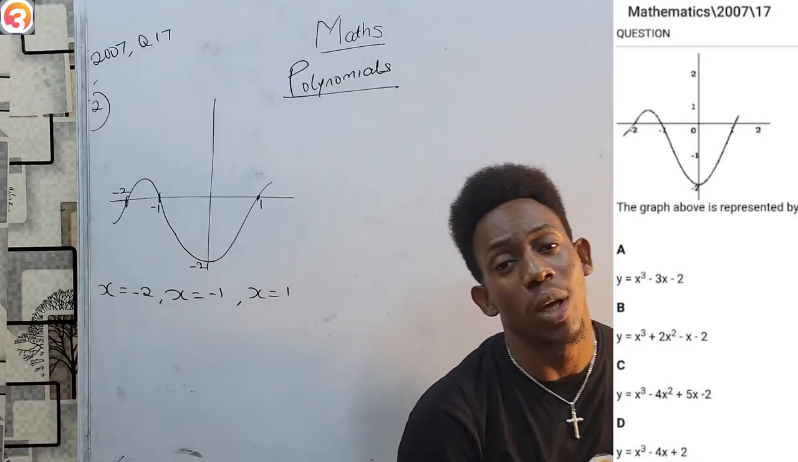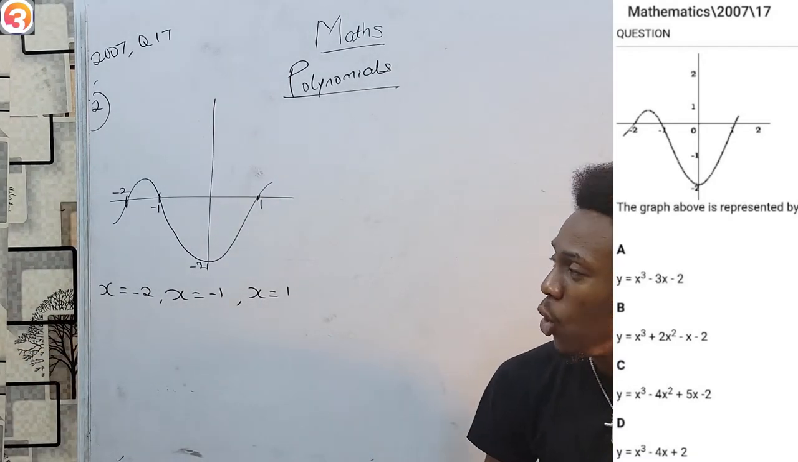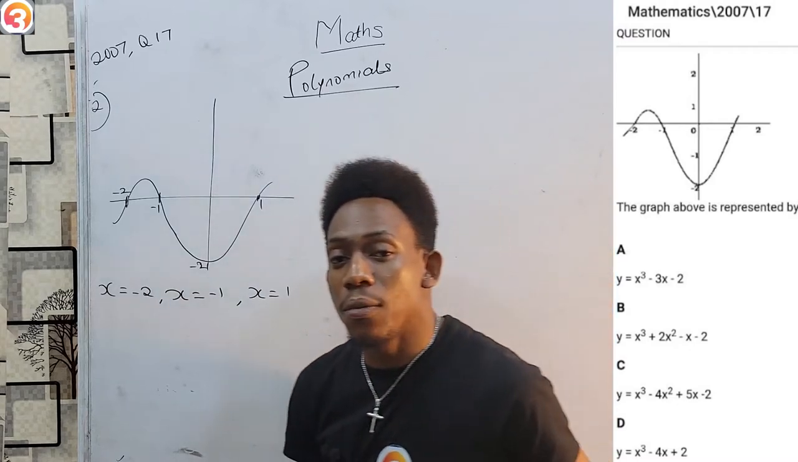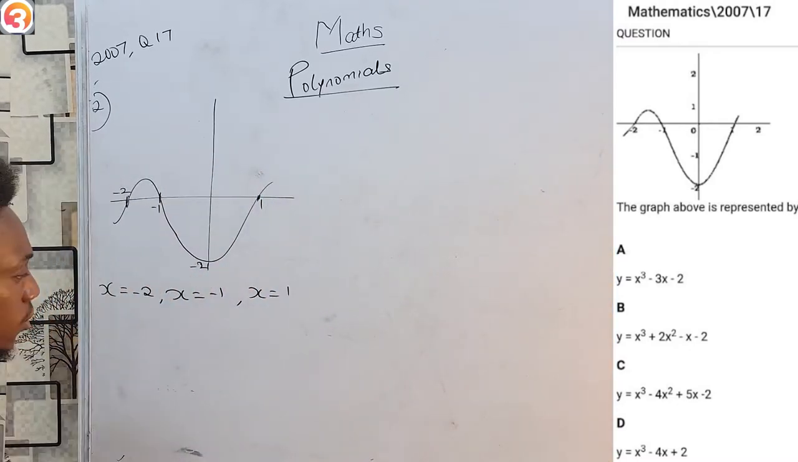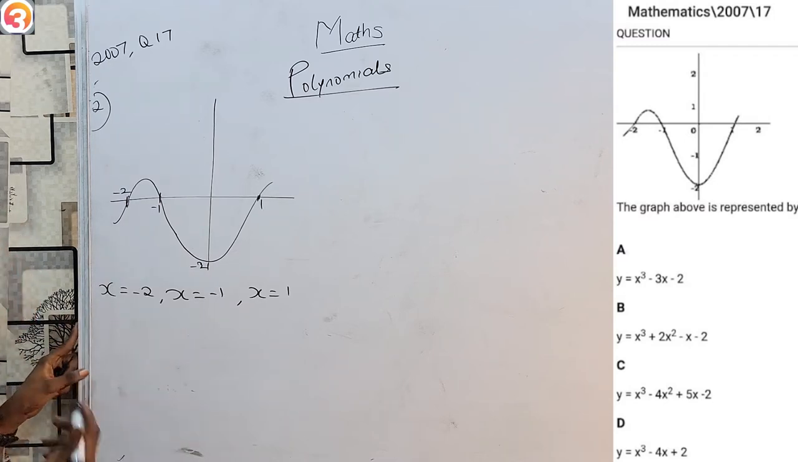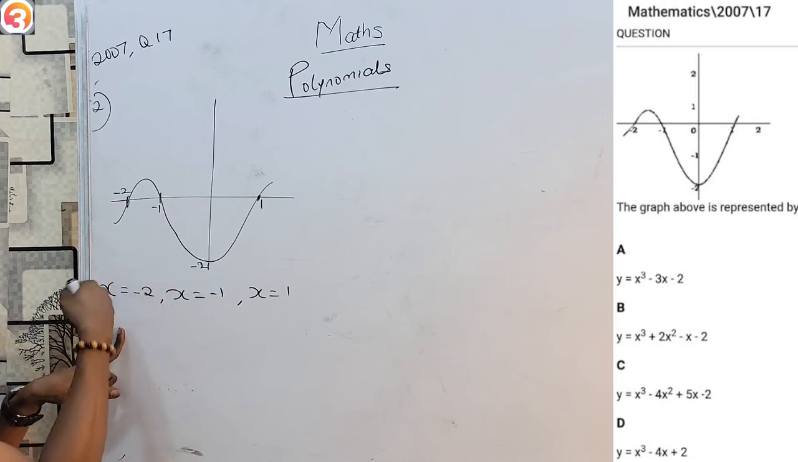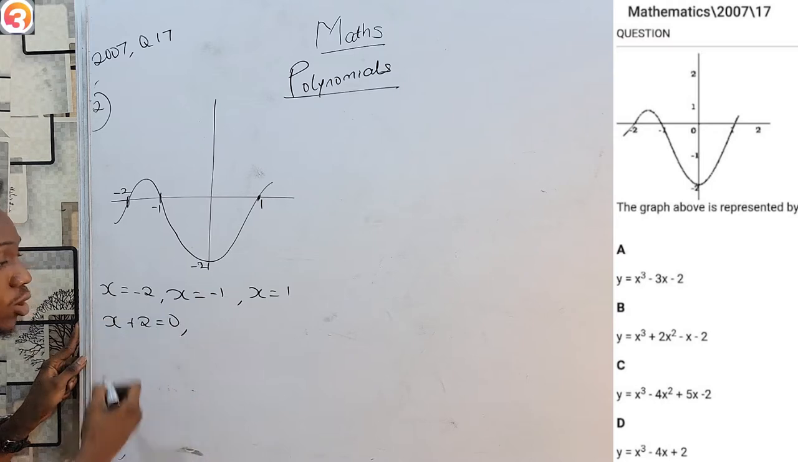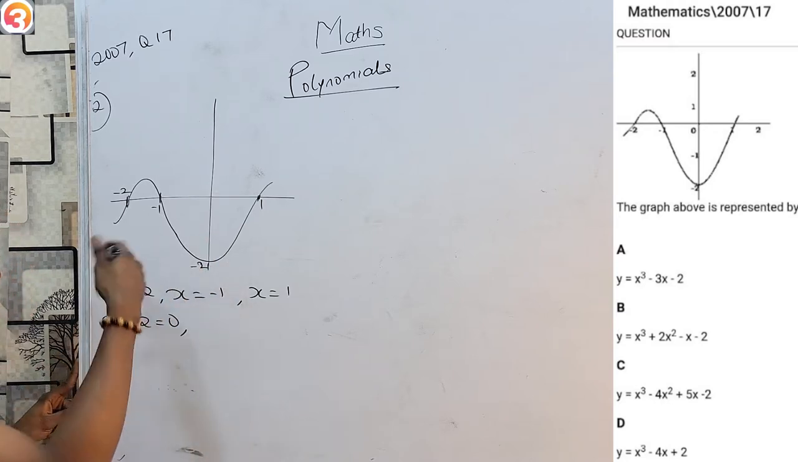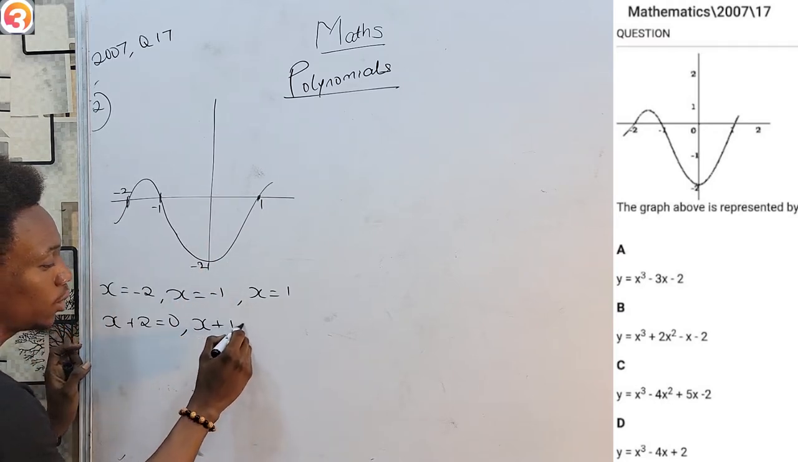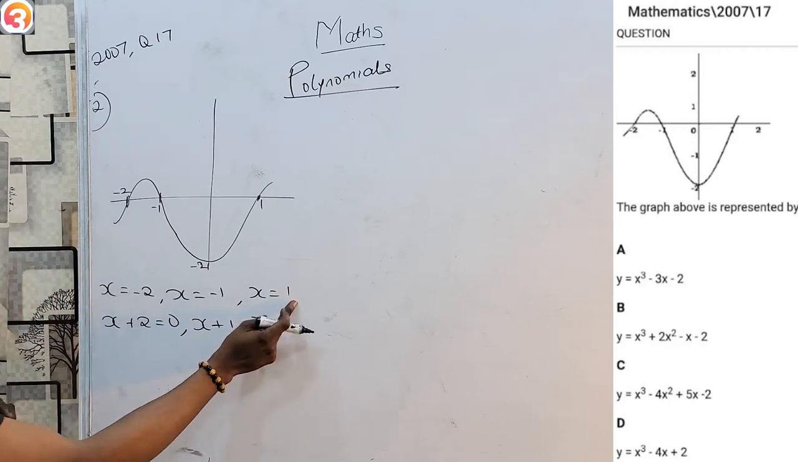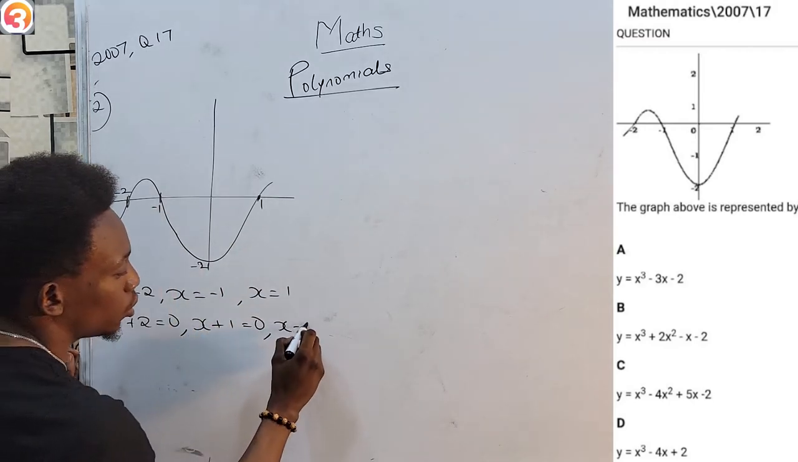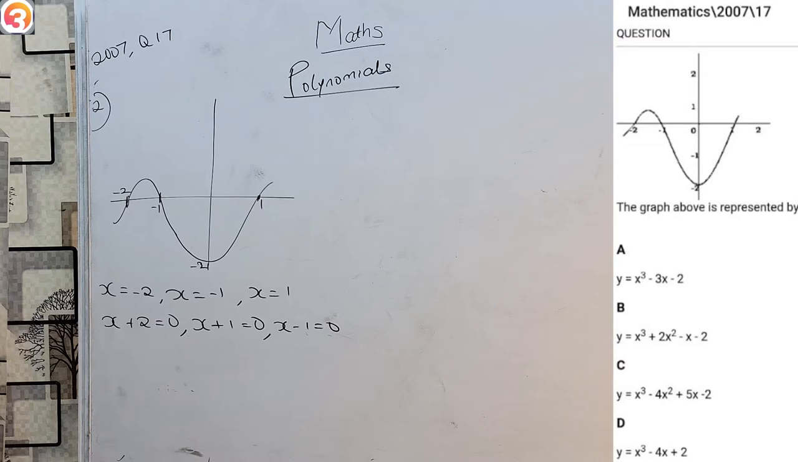But that's not what the question wants from me. The question is asking me, what should the equation be that formed these 3 roots? Well, I can get that easily. Remember, these are all factors, right? Yes, so how do I put them into that proper form? Bring minus 2 this way. That becomes x plus 2 equals 0. Bring minus 1 this way. x plus 1 equals 0. Bring plus 1 this way. x minus 1 equals 0.